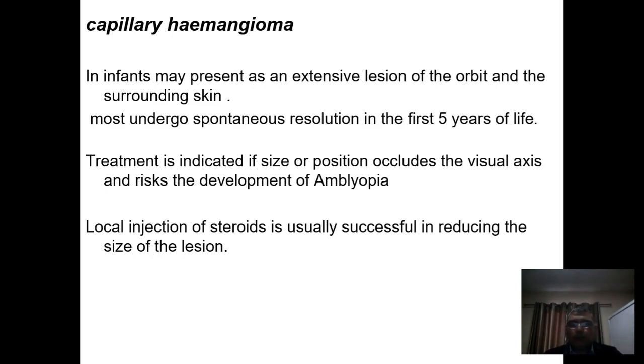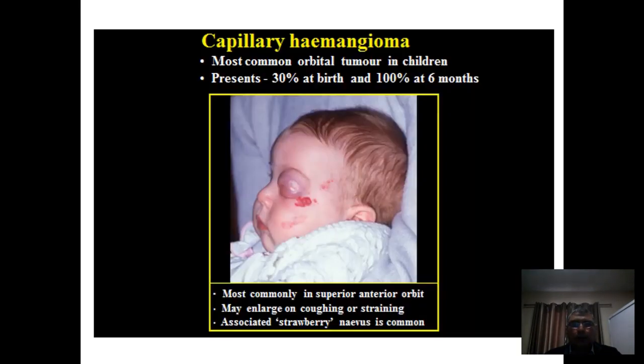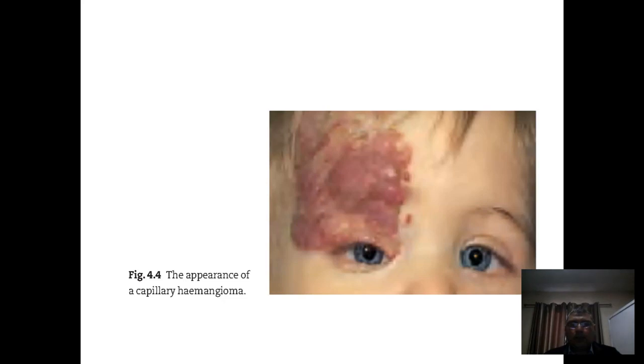Local injection of steroids may reduce the size of the lesion. Sometimes also beta blockers are given to help in regression of these capillary hemangiomas. An infant with capillary hemangioma involving the upper lid of the left eye. Capillary hemangioma, also of the right upper lid and the forehead.